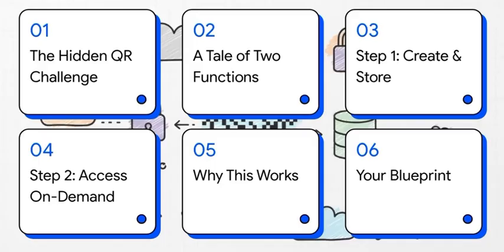So here's our game plan for this explainer. We're going to break down a really clean professional workflow. We'll start with the real challenge hiding in plain sight, then introduce an elegant two-function solution. We'll walk through each step one by one, and then we'll cover why this architecture is so powerful and wrap it all up with a blueprint you can use in your own projects.